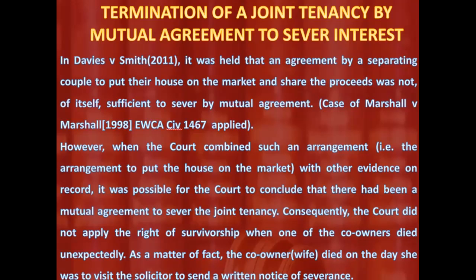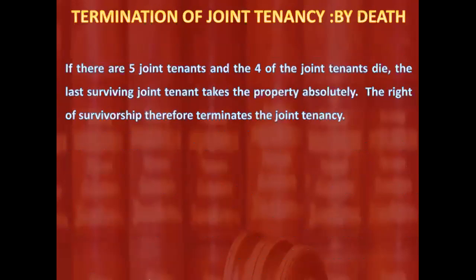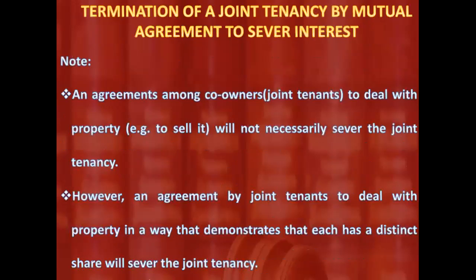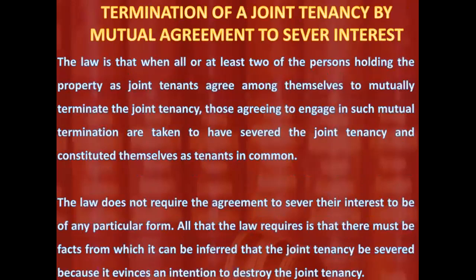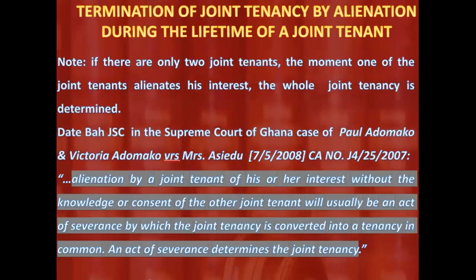So we've seen two ways we can terminate a joint tenancy. One is when you have one person alienating his share, and the other is when you have joint tenants agreeing to sever by mutual agreement. And all of these are mentioned in the case of Williams versus Hensman, which was decided in 1861. The third mode of terminating a joint tenancy mentioned in Williams and Hensman is terminating by mutual conduct. This is in situations whereby the joint tenants have, by their own conduct, demonstrated that they are not intending to go ahead with the joint tenancy anymore.